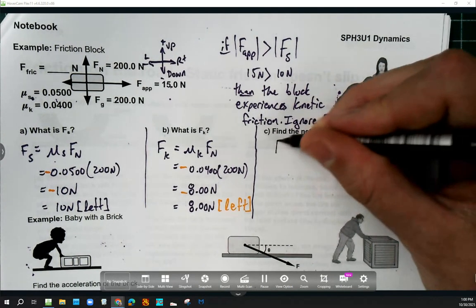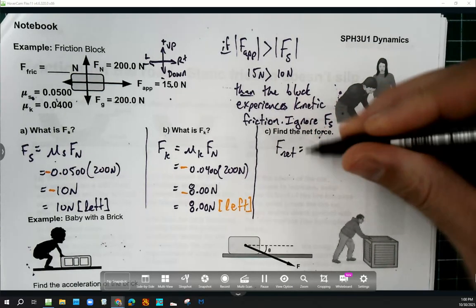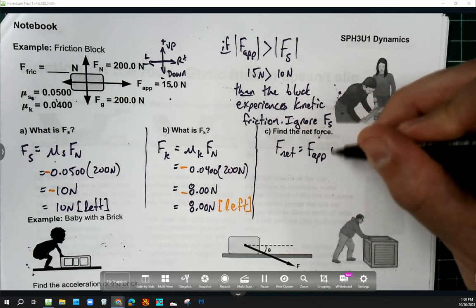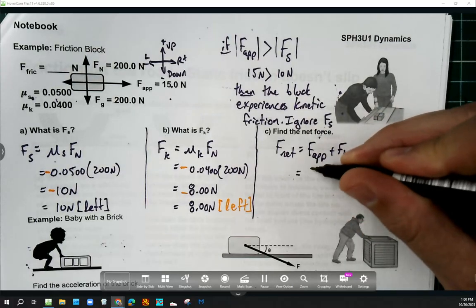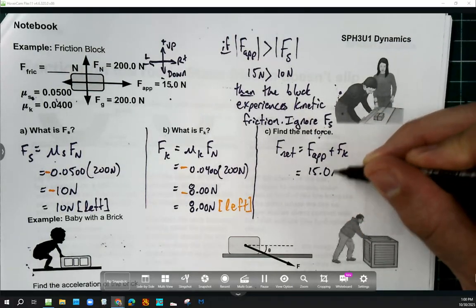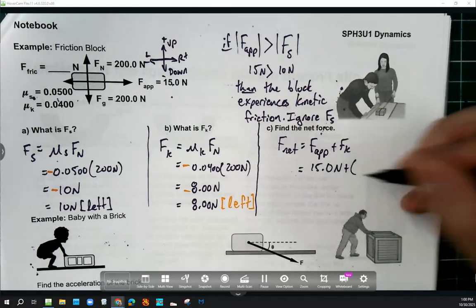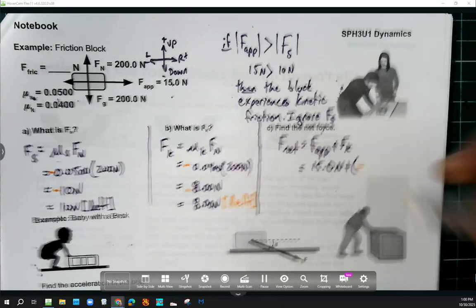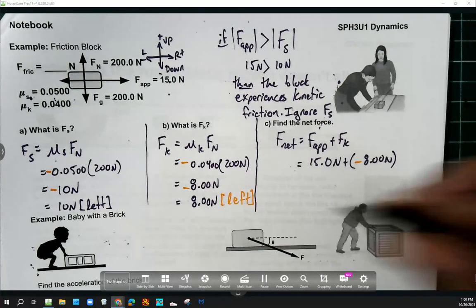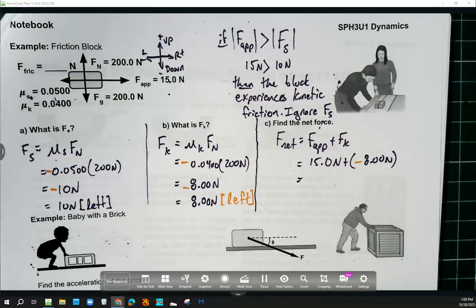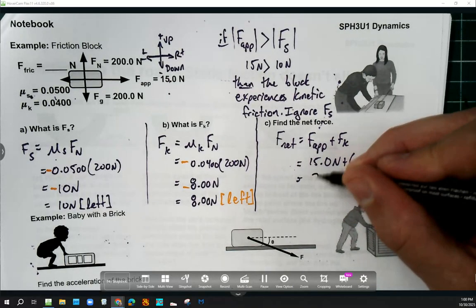So then I say, all right, well, F net is equal to F applied plus Fk. And I can sub in my values because I've already done the calculations on this, 15.0 newtons plus, and again, I'm still emphasizing reference frame negative signs, 8.00 newtons. And of course, 15 plus negative 8 is 7.